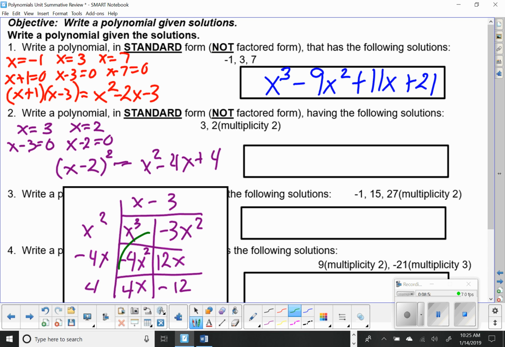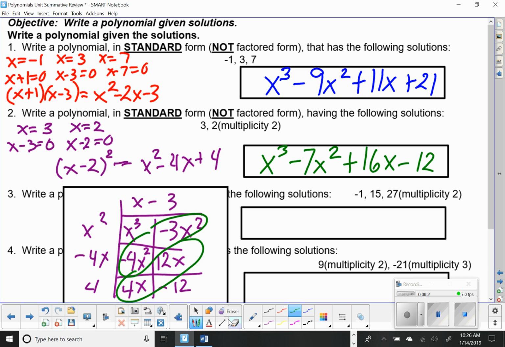Again, find those like terms. They'll be on the diagonals. And you have x cubed, minus 4 minus 3 is minus 7x squared, 4 plus 12 is plus 16x. And then we still have our minus 12. Careful when you circle things, you don't lose those signs. Okay? So that's standard form.